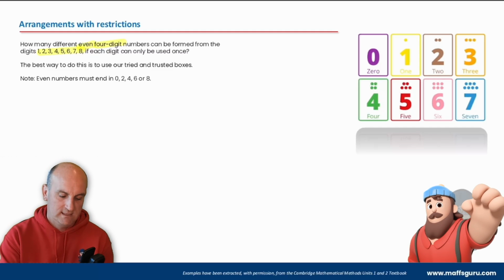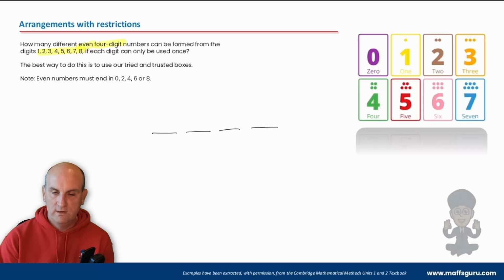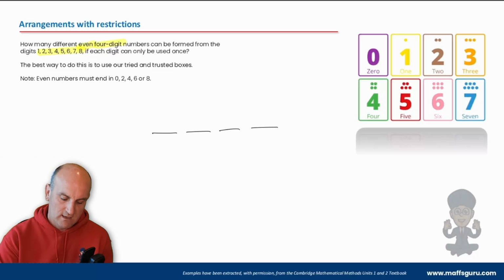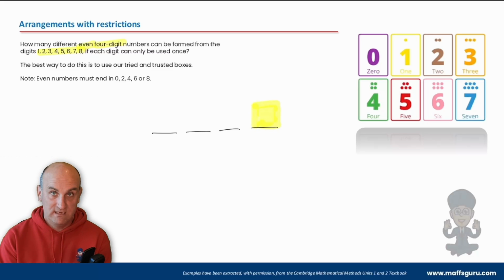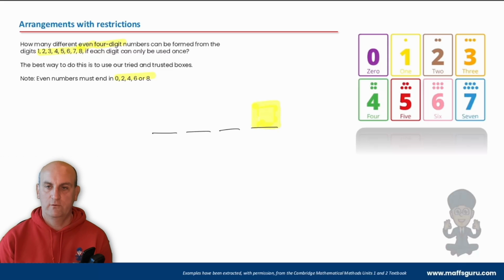Now, the best way to do this, I think, is to basically say, well, there's 1, 2, 3, and 4 different spaces. Now, I'm going to start looking at the restrictions first. I'm not going to start filling from here because that makes absolutely no sense, because they've told me that this last number here has to be a specific one. Now, you're going to say, what do you mean? For it to be even, it's got to end in 0, 2, 4, 6, or 8.